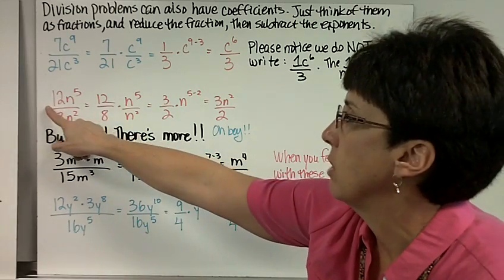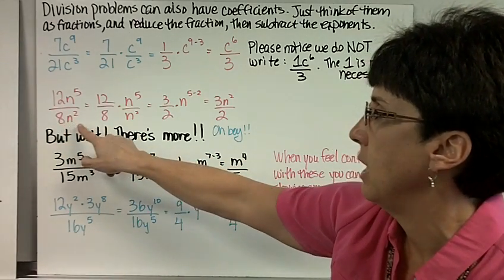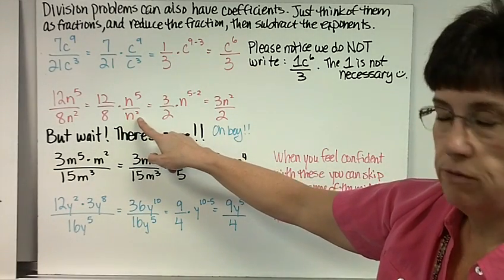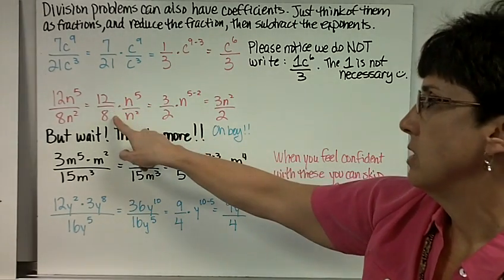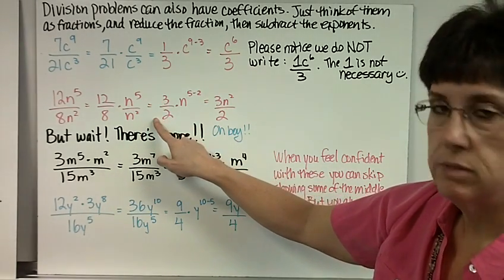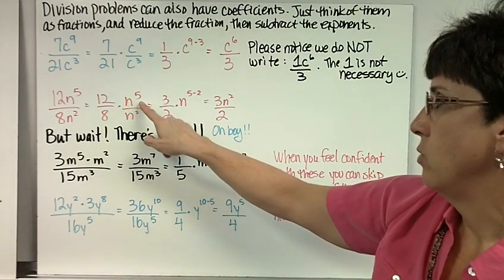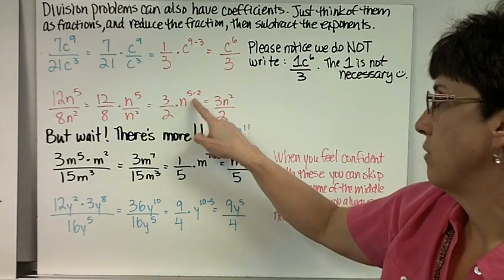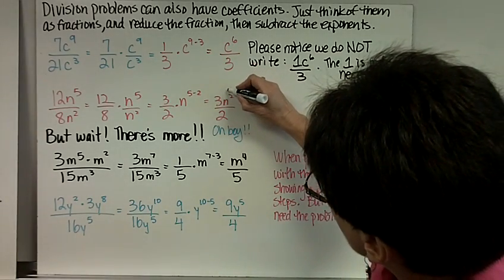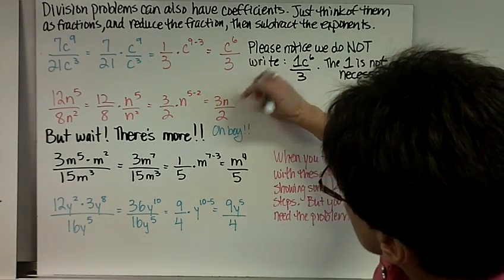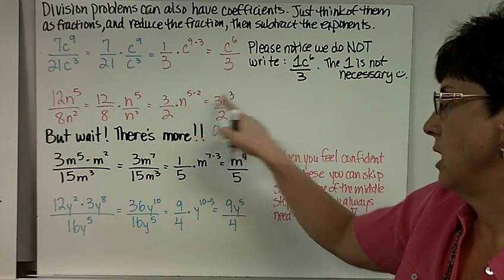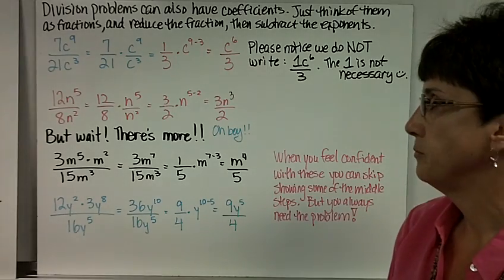Okay, here's another problem. 12n to the 5th divided by 8n squared. Separate it out. 12 over 8 times n to the 5th over n squared. 4 is a common factor of 12 and 8. It goes into 12 3 times and 8 twice. And then we rewrite this with subtraction, n to the 5 minus 2, which is 3. Well, I don't know where I got that number. Let's just erase that and write it right. So the answer is 3n to the 3rd over 2.